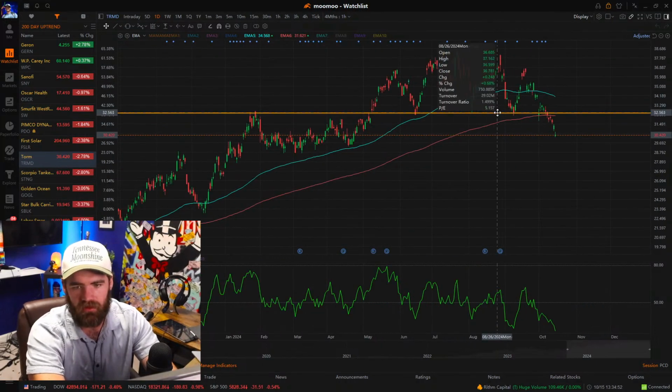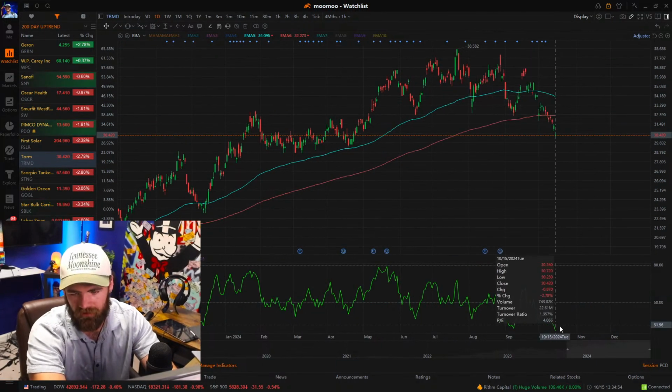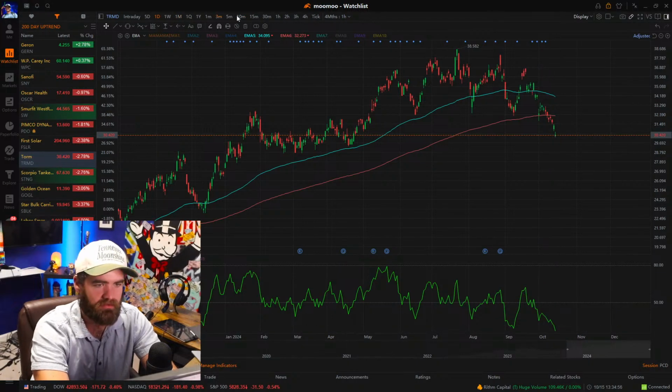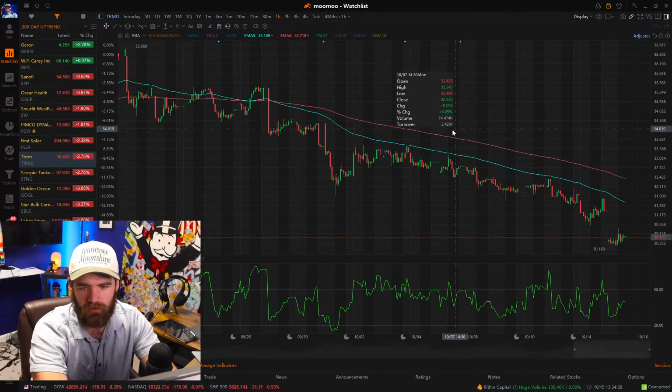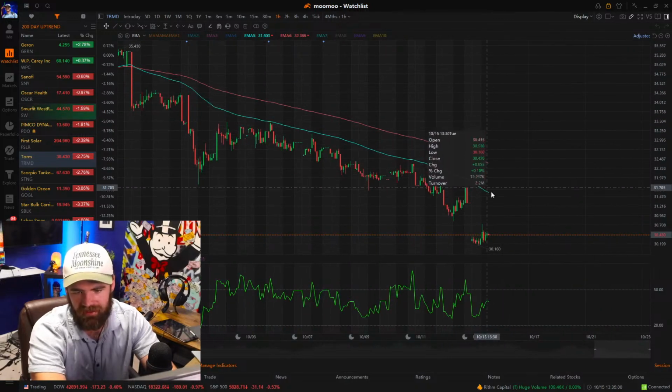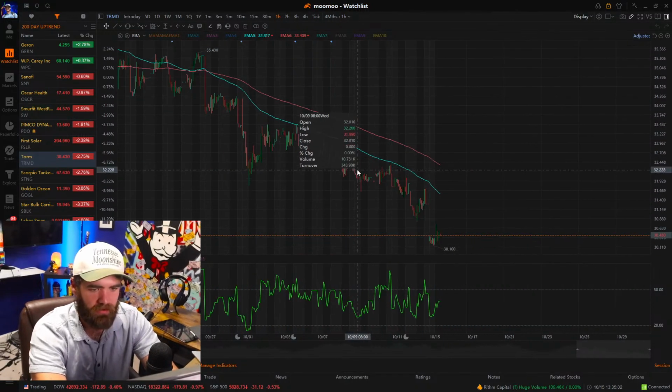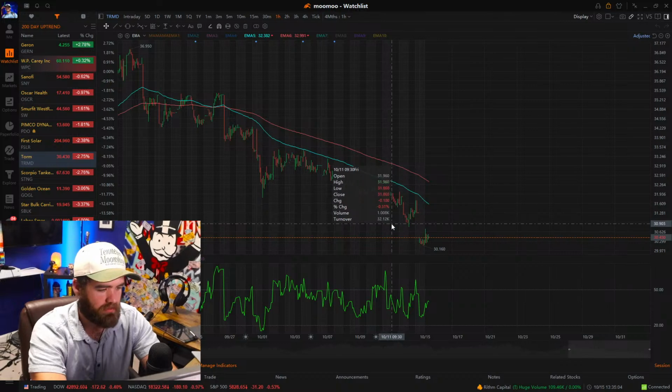TRMD. TRMD sold off like crazy. It's a 25 on the RSI. This one here, obviously, you guys can see it's just been stair-stepping its way down. That gap there.